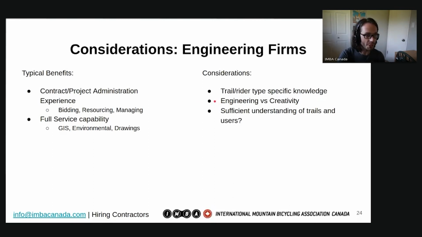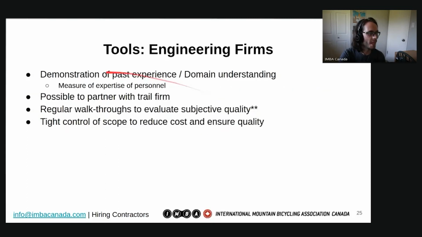Because we could come up with engineered drawings for every single section of trail, but it would be so prohibitively expensive, I don't see the value. So we need to retain that creativity because of that. So do they have that understanding? Let's make sure that they're demonstrating that past experience and the domain generally. Do they understand trails, first of all, and do they understand how to execute a successful trail project?